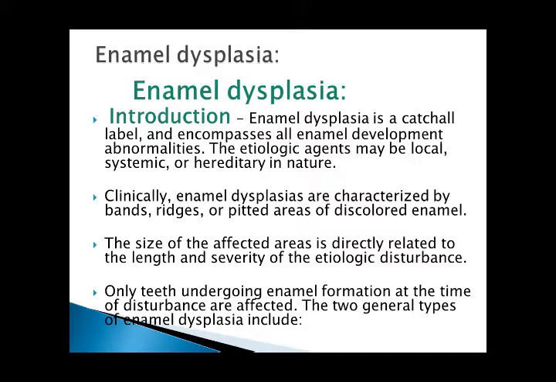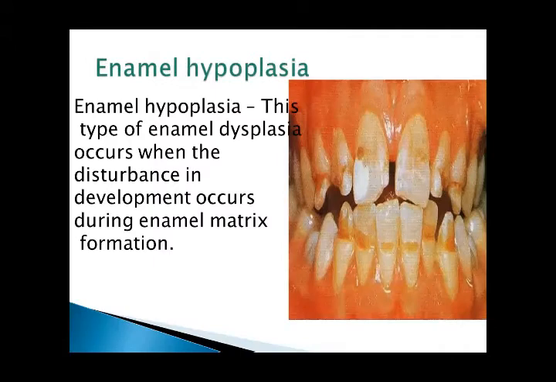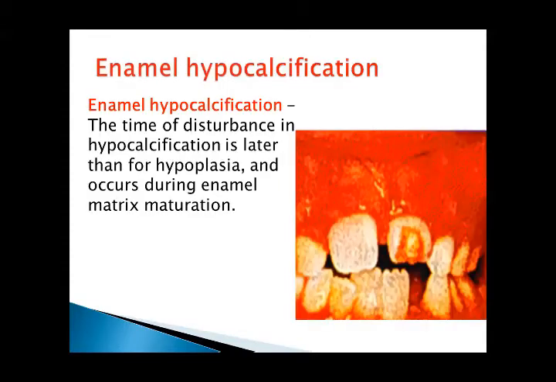The two general types of enamel dysplasia include enamel hypoplasia. Enamel hypoplasia, this type of enamel dysplasia occurs when the disturbance in the development occurs during enamel matrix formation. Enamel hypocalcification, the time of disturbance in hypocalcification is later than for hypoplasia and occurs after enamel matrix formation.